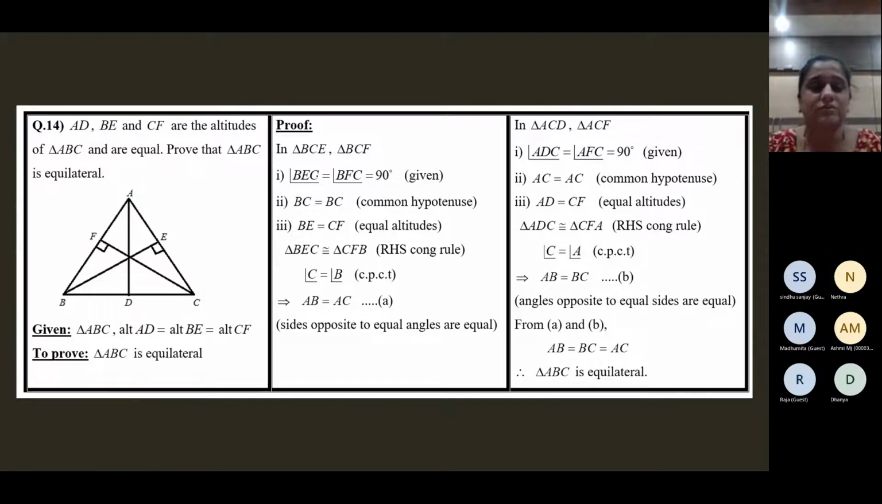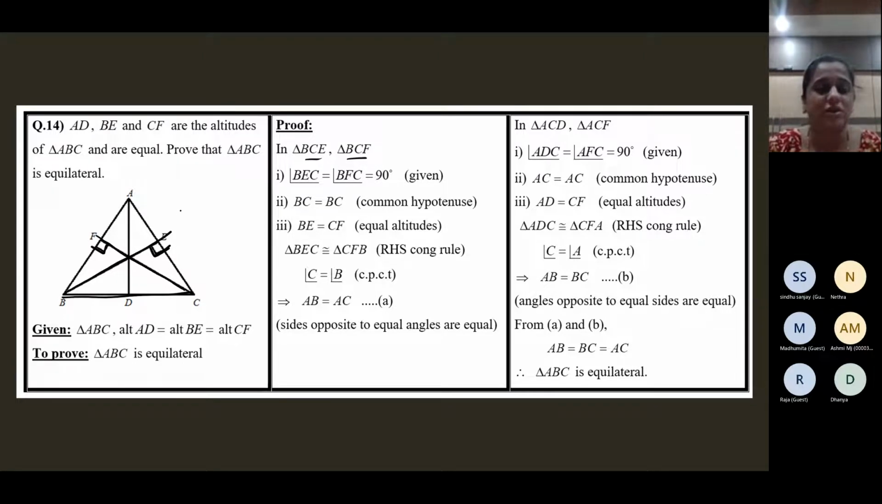Okay, so now when you take up these two triangles BCE and BCF, so BC, I think you can understand that. You look at the information, children. One is the common side, BC is the common side. Then the other thing is that the altitudes are equal. The altitude BE is equal to the altitude CF. That's the other information. And then 90 degrees in both the triangles. So right angle, BC happens to be the common hypotenuse.